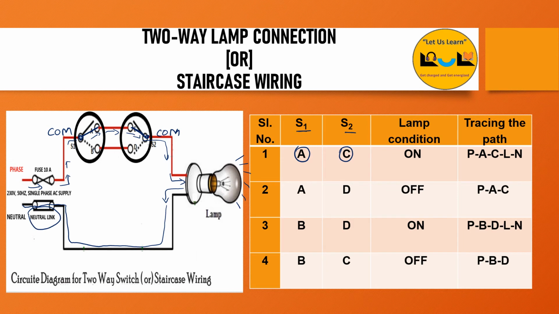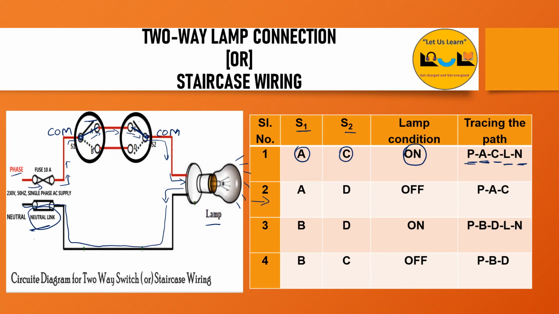So the neutral is there to complete the circuit. Next case: at this time the lamp is on. The tracing of the path is from phase to terminal A, then terminal C, then to the lamp, and from the lamp to neutral. It is denoted PACLN. P stands for phase, A is terminal A, C is terminal C of S2, L is the lamp, and N is the neutral.